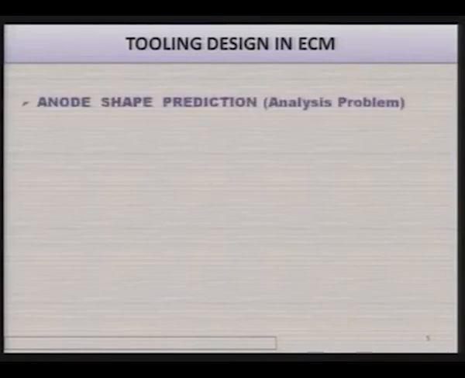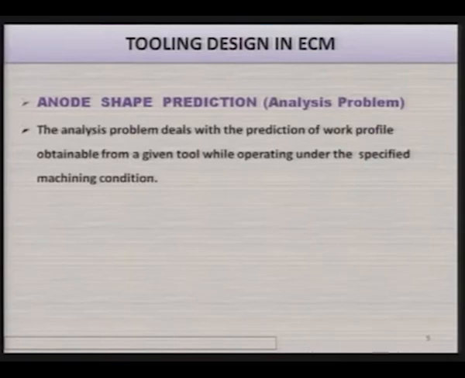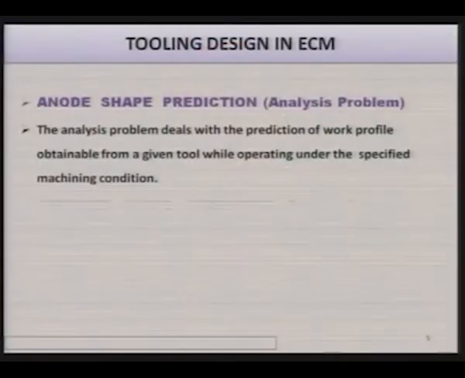Tooling design in electrochemical machining, anode shape prediction, is also known as the analysis problem. The analysis problem deals with the prediction of work profile obtainable from a given tool while operating under the specified machining conditions. That means, machining conditions and shape of the tool are given to the operators, and what shape and size of the workpiece you are going to get can be predicted by various methods.